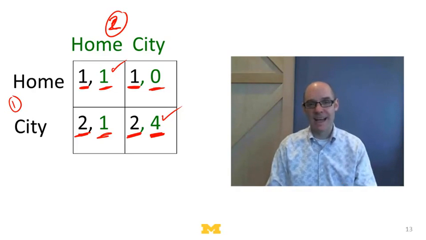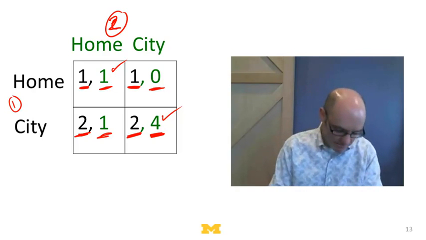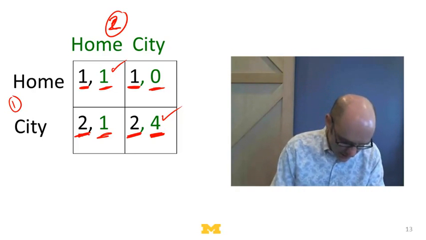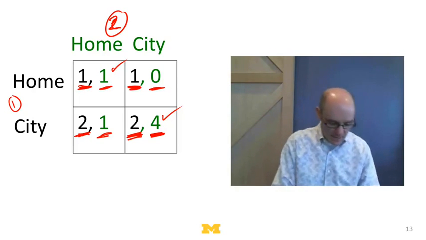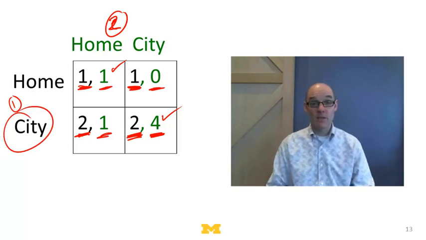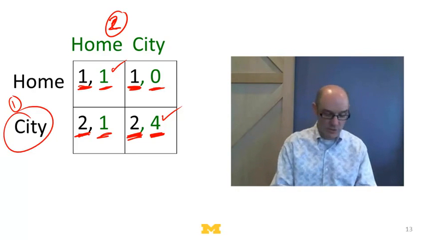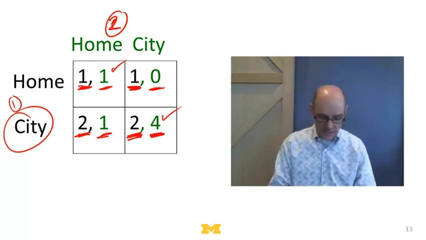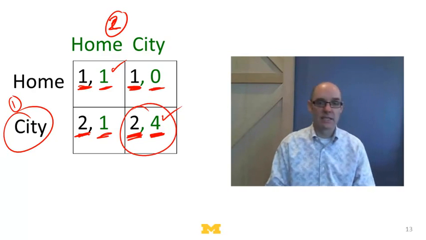But if person 2 says, I think person 1's rational, then person 2 would say, well, look, if person 1's rational, if they go to the city, they get a payoff of 2. If they stay home, they get a payoff of 1. So I bet they're going to go to the city. So if person 2 thinks person 1's rational, person 2 thinks person 1's going to go to the city. So therefore, person 2 goes to the city, and they get this great payoff.